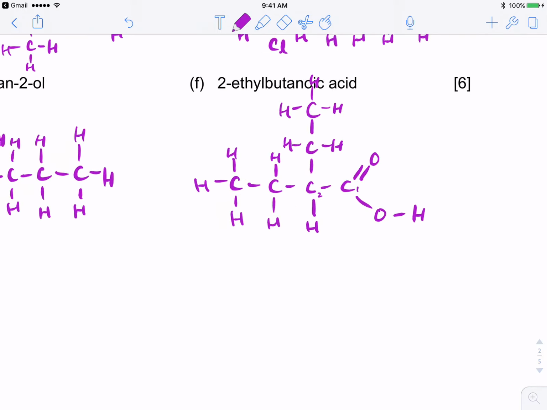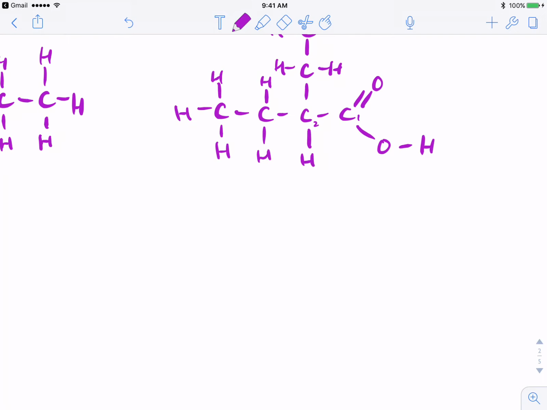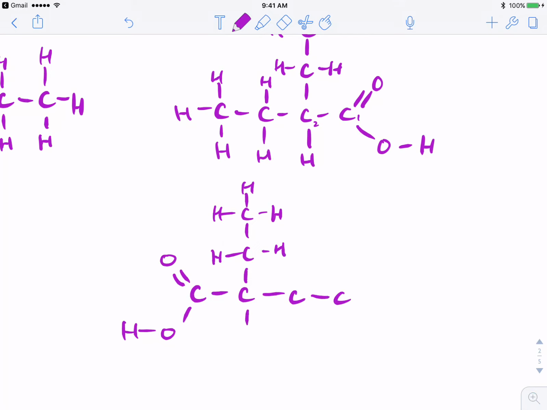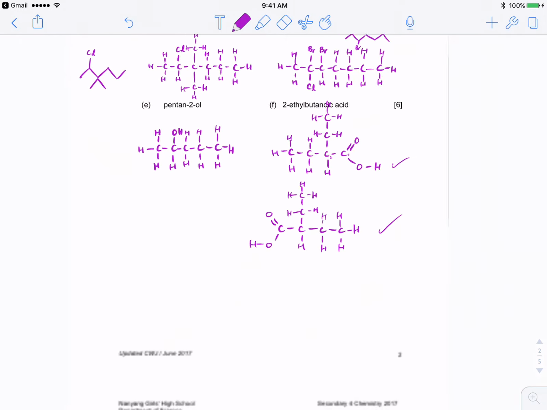If you were to draw it the other way, it's also fine. So you can draw it like this. Okay, both are correct.